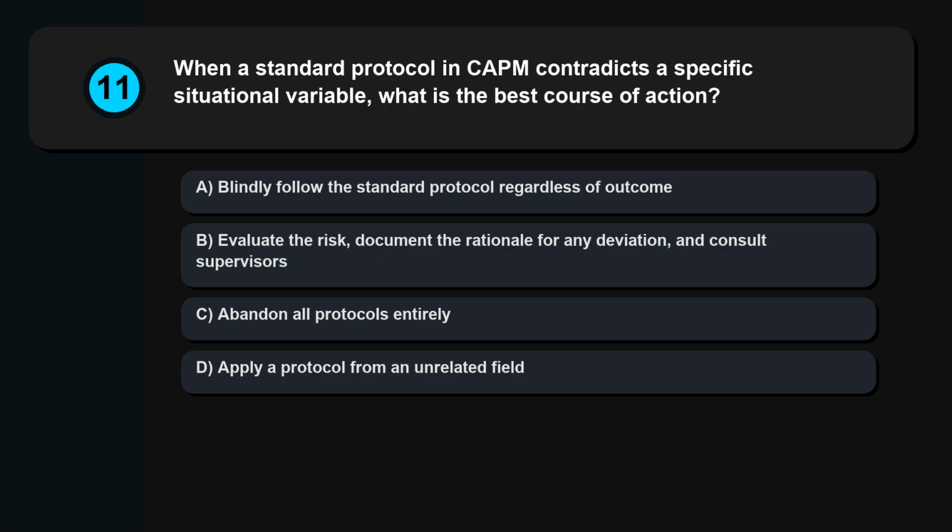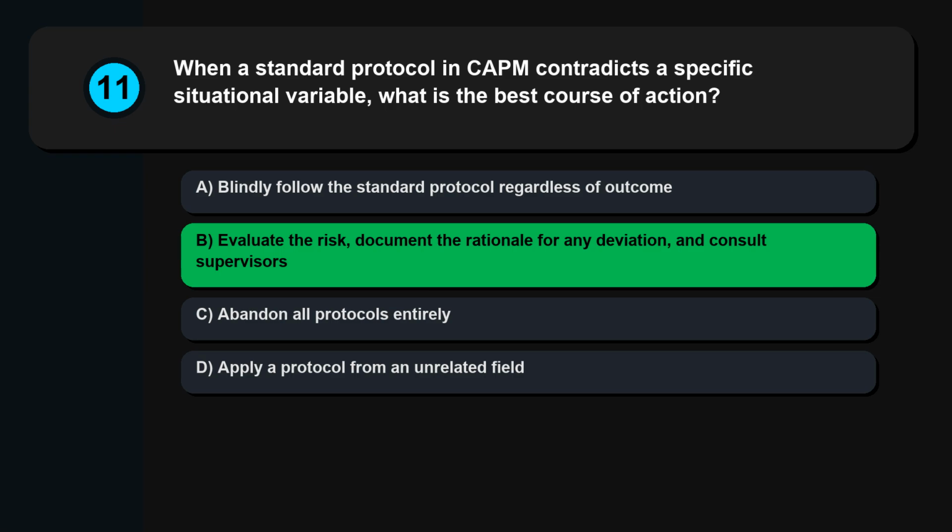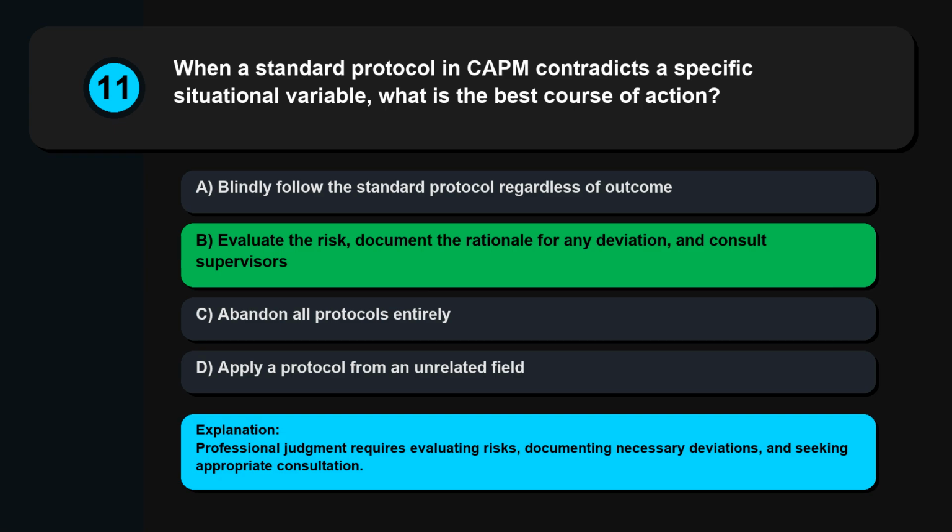Question 11. When a standard protocol in CAPM contradicts a specific situational variable, what is the best course of action? Blindly follow the standard protocol regardless of outcome, evaluate the risk, document the rationale for any deviation, and consult supervisors. Abandon all protocols entirely. Apply a protocol from an unrelated field. Professional judgment requires evaluating risks, documenting necessary deviations, and seeking appropriate consultation.